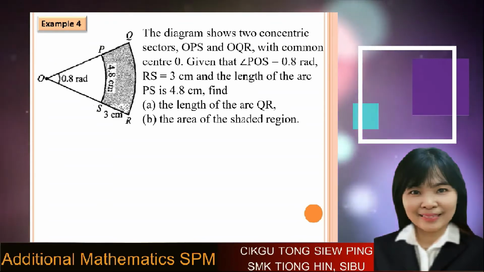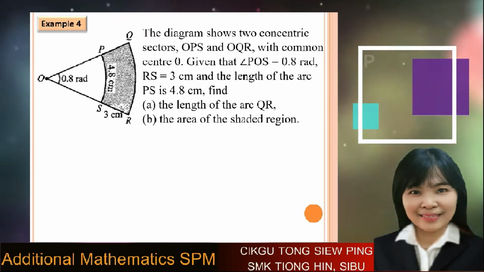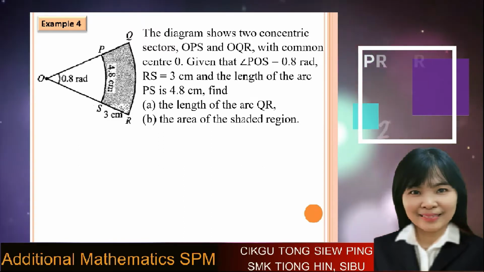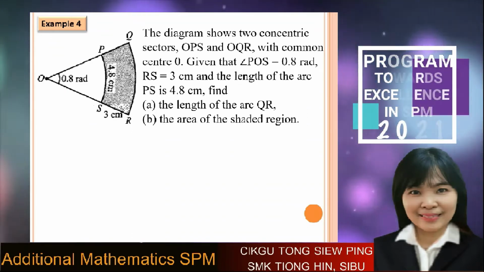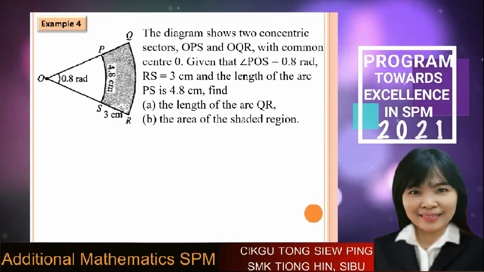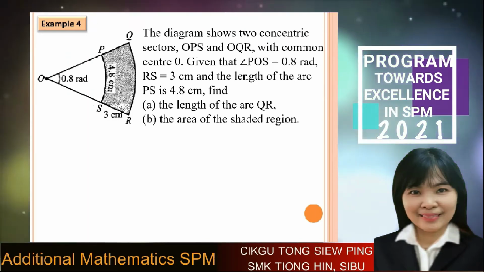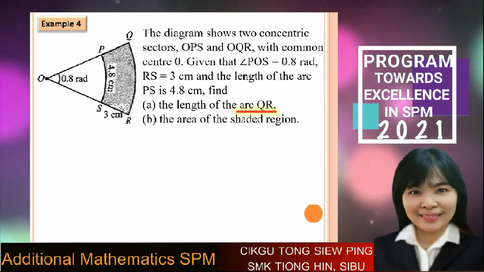Example 4. The diagram shows two concentric sectors OPS and OQR with common center O. Given that angle POS is equal to 0.8 radian, RS is equal to 3 cm, and the length of the arc PS is 4.8 cm. Find A, the length of the arc QR.